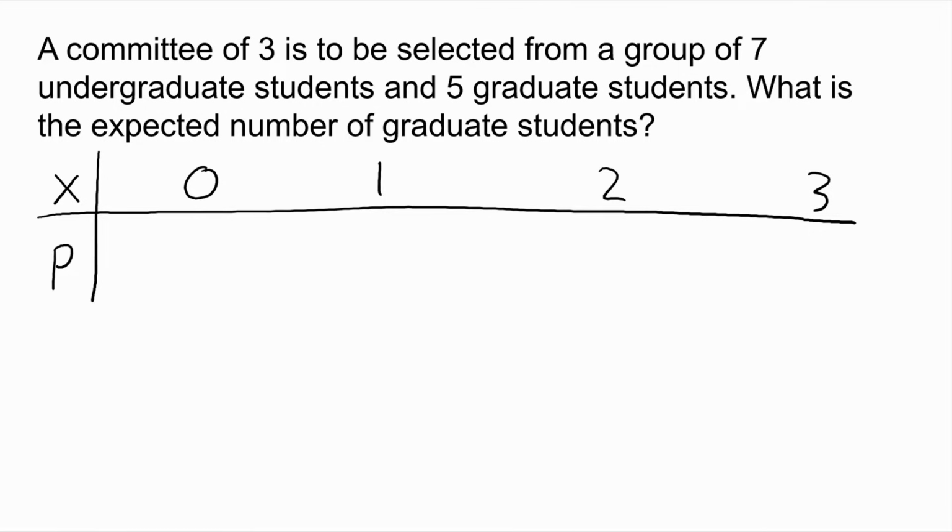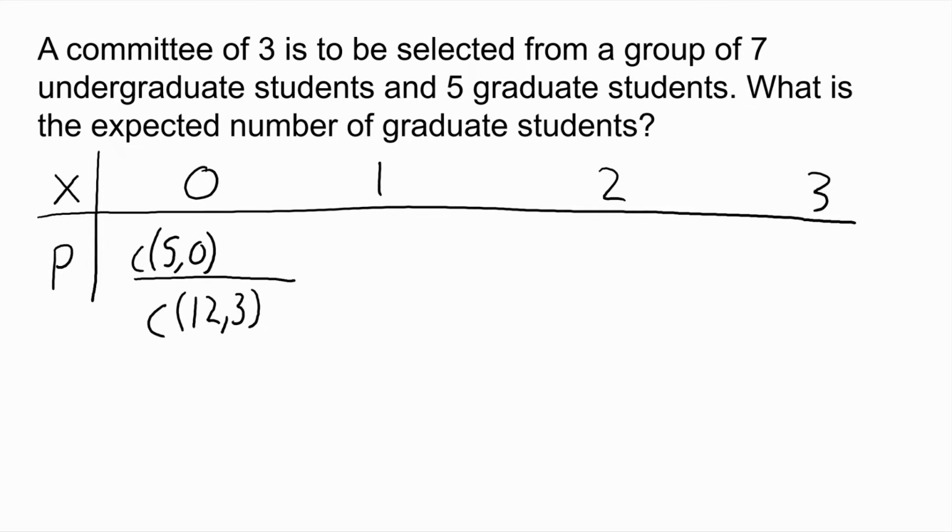Let's first look at the probability of the committee having 0 graduate students. And let's start with the denominator. There are 7 undergraduate students and 5 graduate students, so that's 12 total people, of which we want to select 3. So that will be combination 12, 3. For our numerator, we want 0 graduate students to be selected from the 5, so that's combination 5, 0.